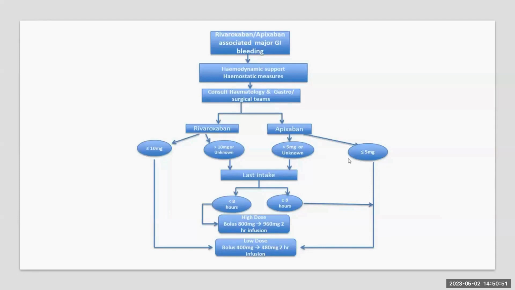So this is what we have available on our intranet. The first step is providing hemodynamic support and hemostatic measures, which are just as important. So contacting the gastroenterologist or the surgical teams to manage the bleed, and then speaking to hematology to decide on whether or not Andexanet is appropriate, and if so, which dose should be given.